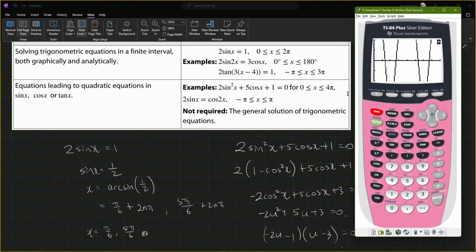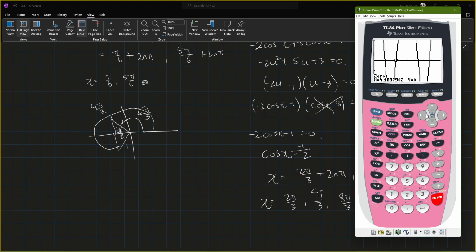And we see that it should be equal to 0. So in other words, we're looking for the x-intercepts, right? So I can calculate zero to find x-intercepts. Let's check the second one. Left bound, right bound. We get 4.19, and it theoretically should be 4 pi over 3. So let's just quickly check that. 4 pi divided by 3. So we say that's the same value, and thus we know that we have the right answer.